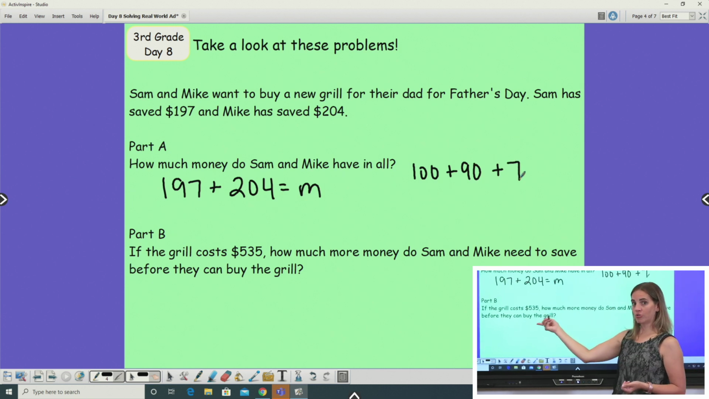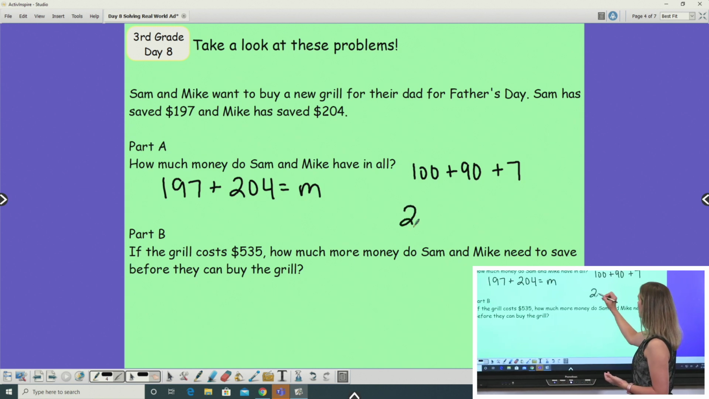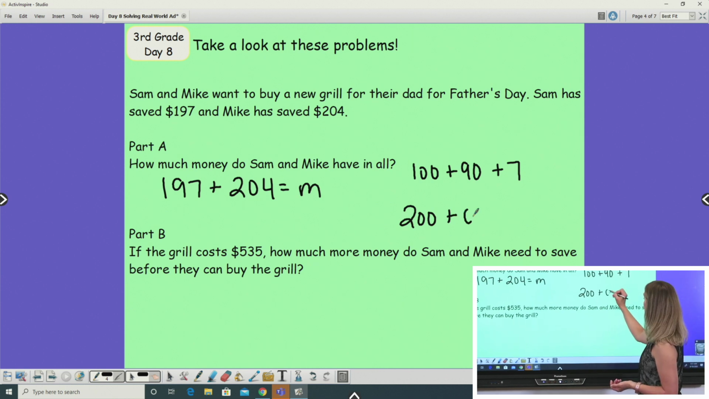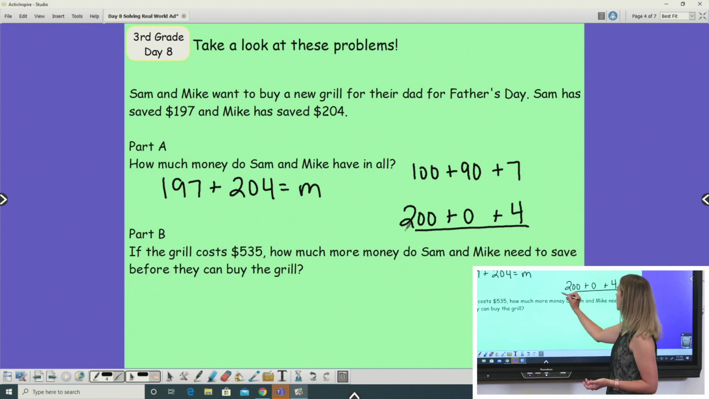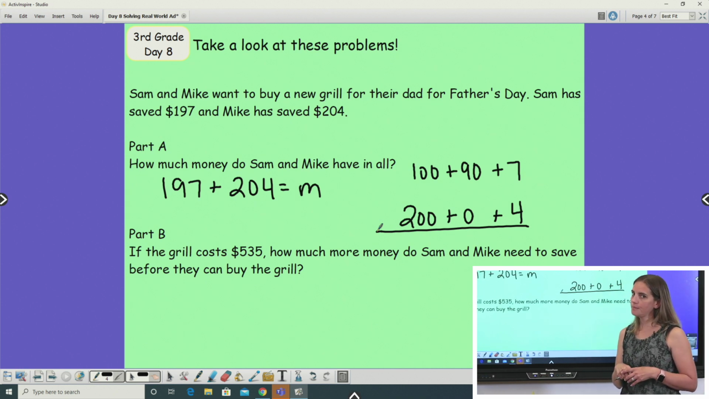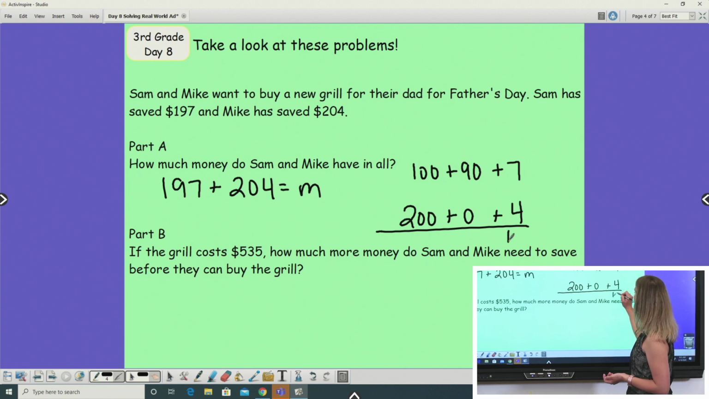Now I'm going to take 204 and break it apart as well. So 200, I don't see any 10s, plus 4. Well, now I can add my place values. So let's take a look at what we've got here. Let's start over here with our ones. What's 7 plus 4? Are you thinking 11? Good, me too. I'm going to put an 11 here.